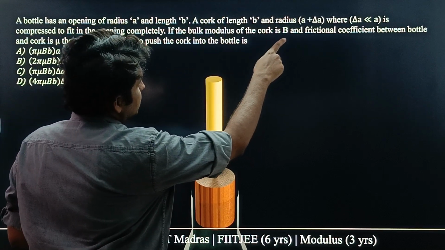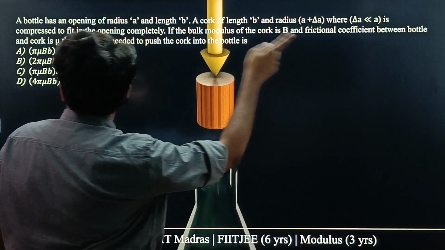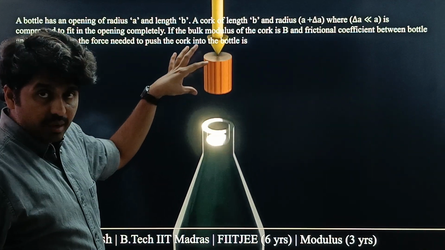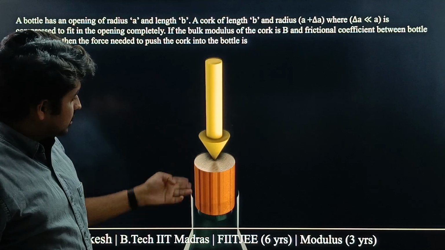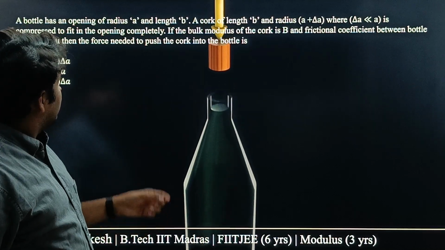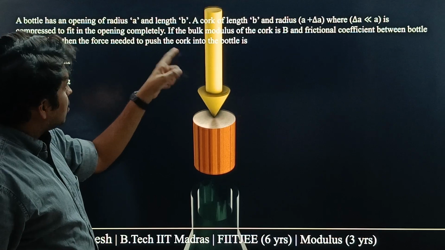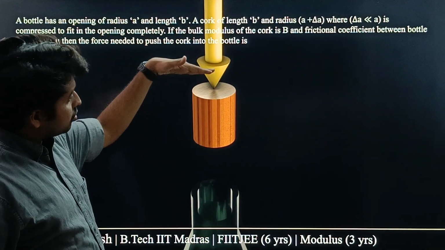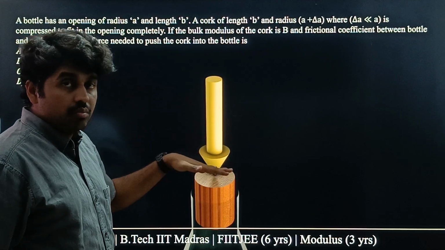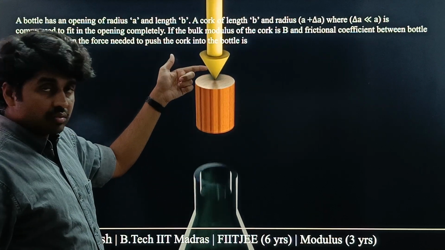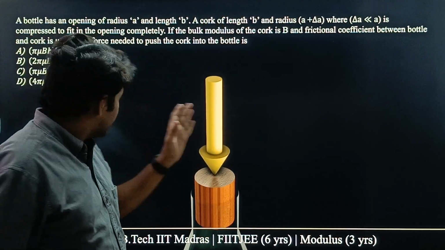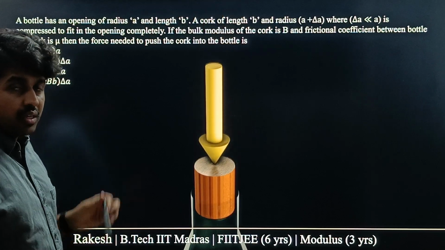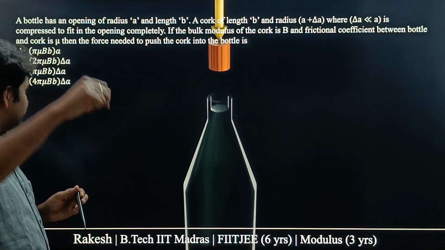If bulk modulus of cork is B and friction coefficient is mu, so the bulk modulus of this cork is capital B and friction coefficient between these two is mu. The force needed to push the cork into the bottle is dash. You see this yellow arrow? This is the force which is required to push the cork into the bottle. So what is this force? This is what we need to find out, and he has given four options. We need to mark the correct option. Okay, so let us move on to the solution.